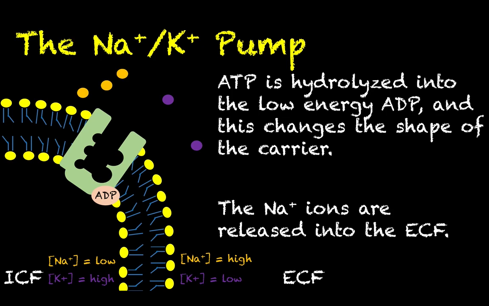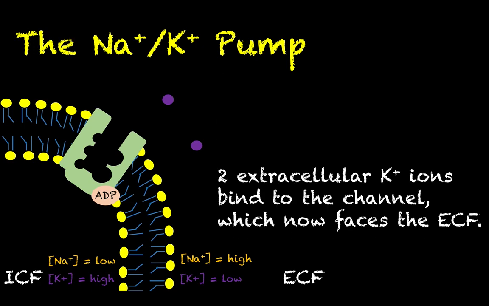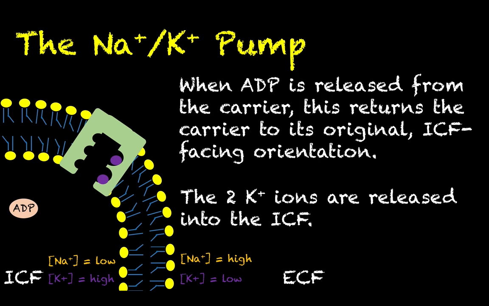So, as it currently stands, the channel is open towards the extracellular fluid. So this is going to allow 2 extracellular potassium ions to bind to the channel now. And now you can probably see where this is going. We need the carrier to flip back so that it's facing its open end towards the intracellular fluid. And this will occur as the channel releases the ADP. This will cause another shape change in the carrier so that it converts to its original ICF-facing orientation, and this will allow the 2 potassium ions to be released into the intracellular fluid.